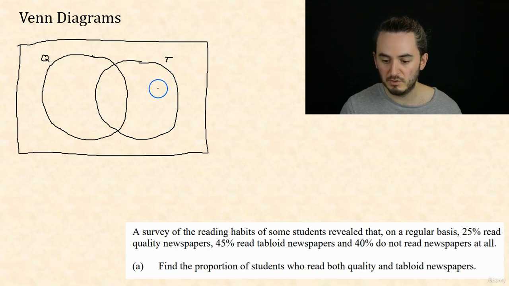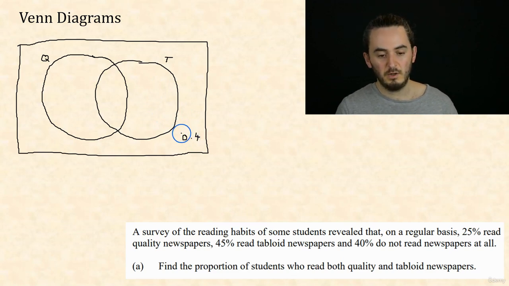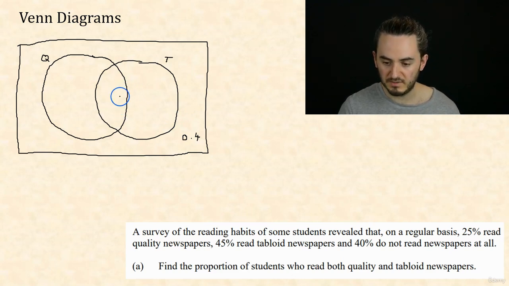And 40% do not read newspapers at all. Okay, we can fill that in because the ones who don't read newspapers at all are on the outside. So it's 0.4 here. All right. Now, how can we solve the rest of it? Well, here's the way I like to do it.